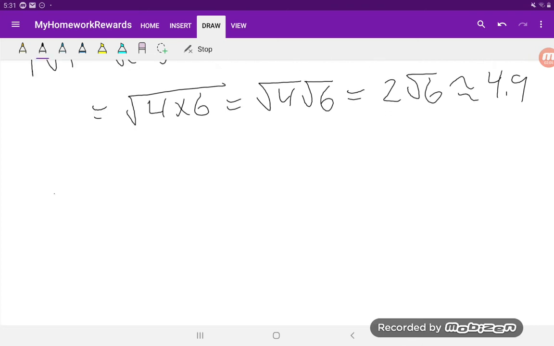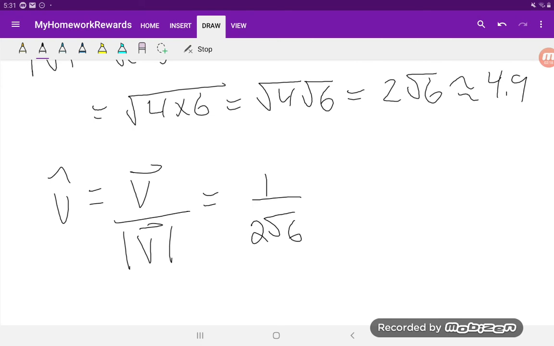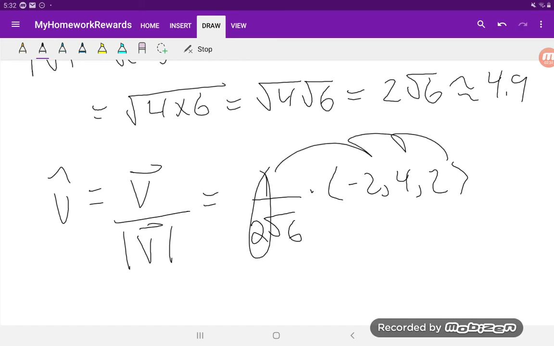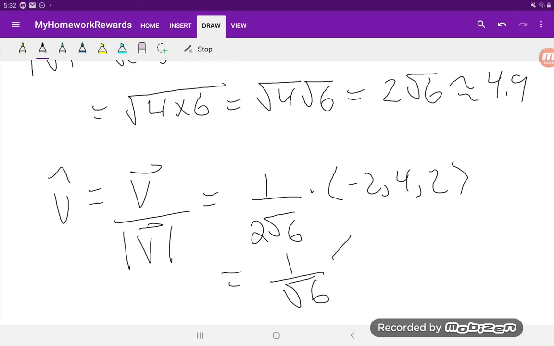So the unit vector v hat is the vector divided by its magnitude, which is 1 over 2 root 6 for the magnitude, multiplied by the vector negative 2, 4, 2. Keep in mind that this term over here is just a scalar multiple that we can apply to each of the terms. So we'll simplify the 1 half and distribute it into the x, y, and z terms. So this gives us 1 over root 6, negative 1, 2, and 1, just dividing each term by 2.